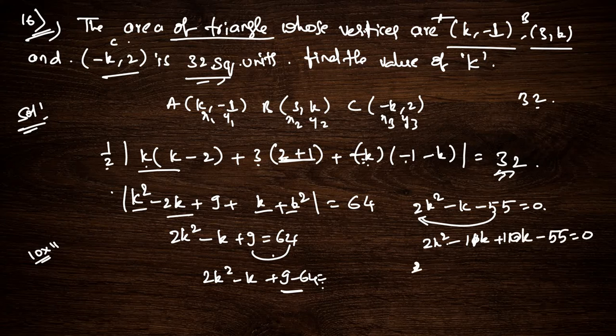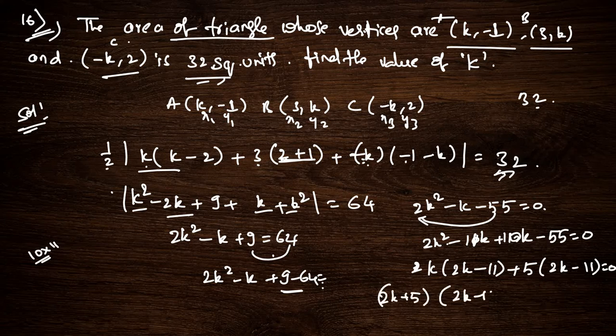So here I will take k common from this, so it will become k into 2k minus 11, plus I will take 5 common from this, so 5 into 2k minus 11 is equal to 0. So it is 2k plus 5 into 2k minus 11. So k is equal to 11 by 2 will come, k is equal to minus 5 by 2 will come. So these are the two answers for the k value. So what is the k value? We will take the positive one, 11 by 2, okay.